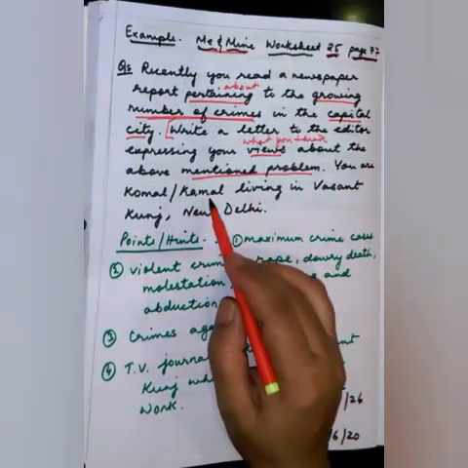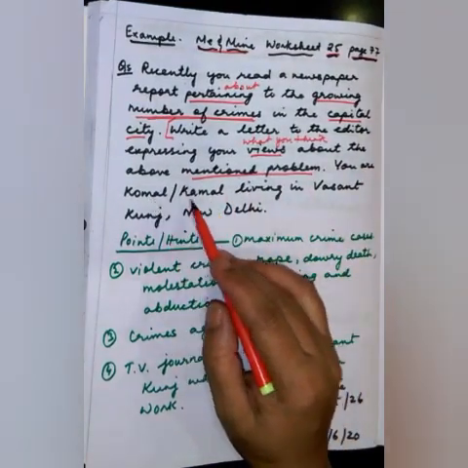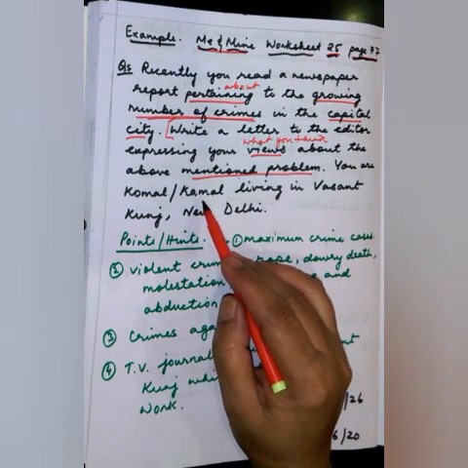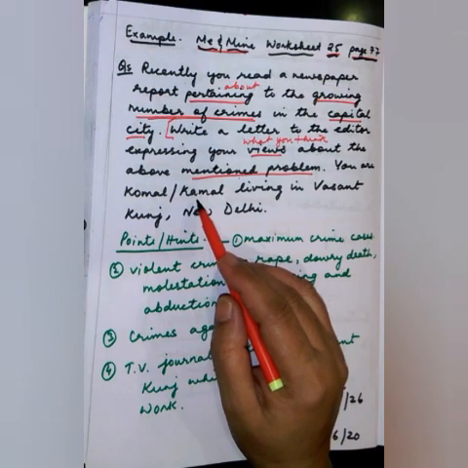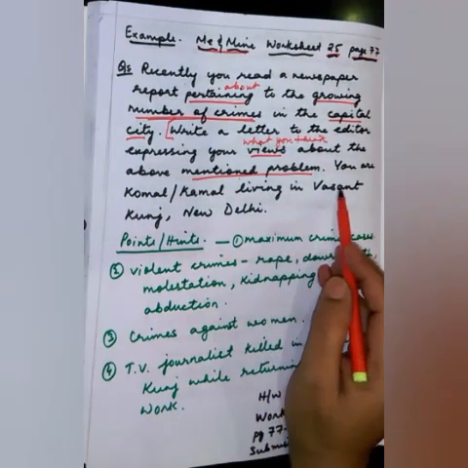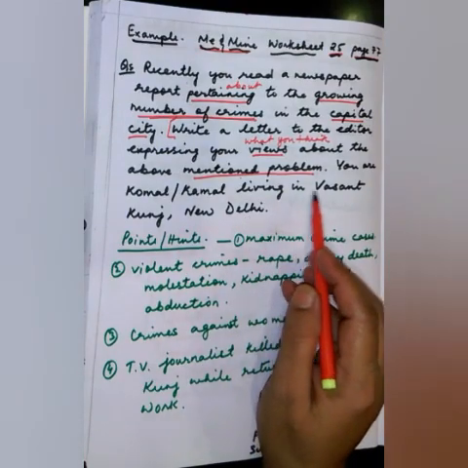You are Komal or Kamal. You can either take Komal or you can end with Kamal. So, do not write your own name. You have to write either Komal or Kamal at the end of your letter. That is your signature. And you are living in Vasant Kunj, New Delhi.